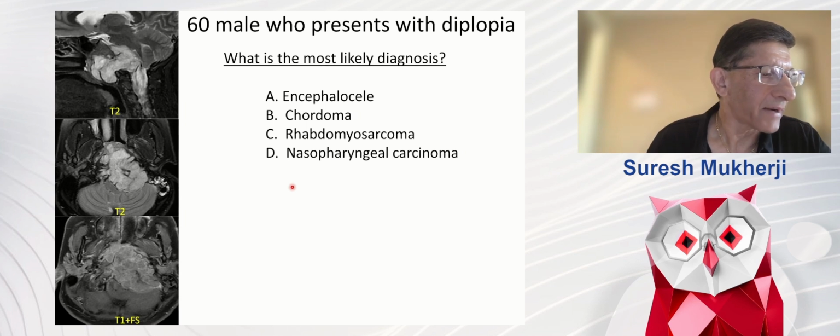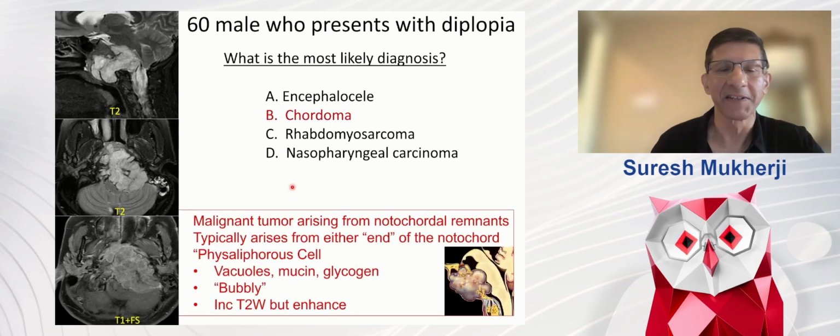Okay, so we have about 85% of the people saying chordoma, about 7% rhabdomyosarcoma, 6%, 9% nasopharyngeal carcinoma, we keep jumping back and forth. So rhabdo and nasopharyngeal are pretty close. And then we have cephaloceles. The correct answer is that this is a chordoma.